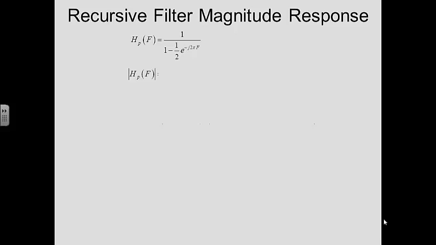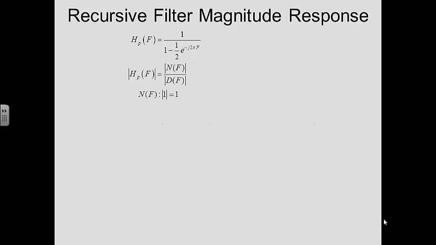Okay. If you have a ratio of two complex functions, we want the magnitude and we want the phase. Well, for the magnitude, we would need the magnitude of the numerator divided by the magnitude of the denominator, right? That's how we deal with complex ratios.